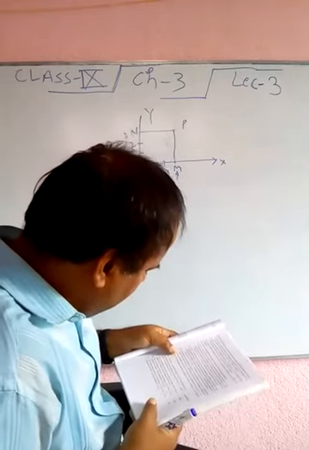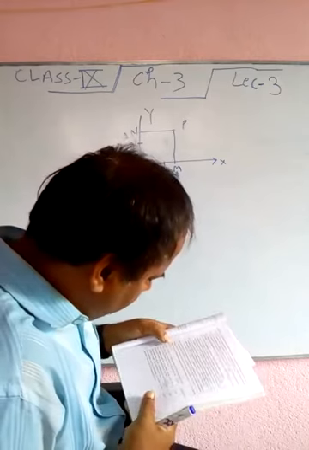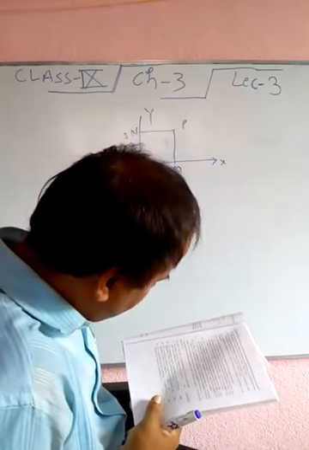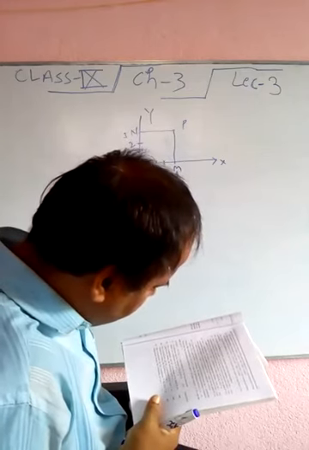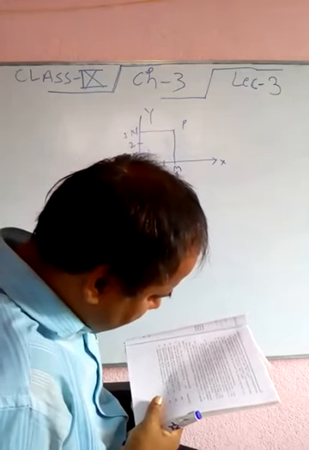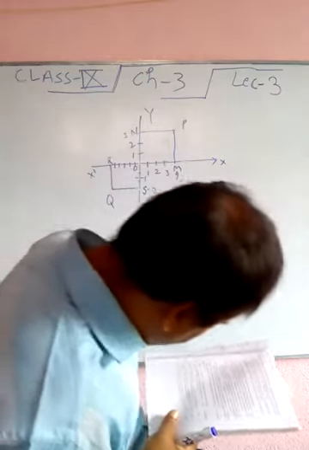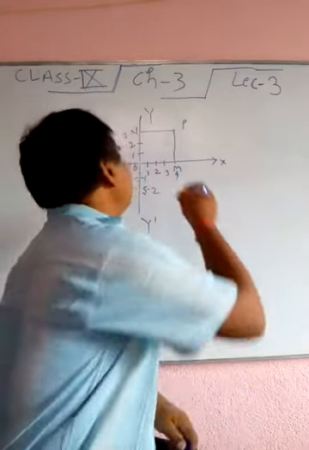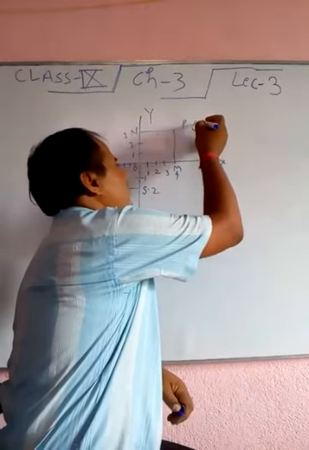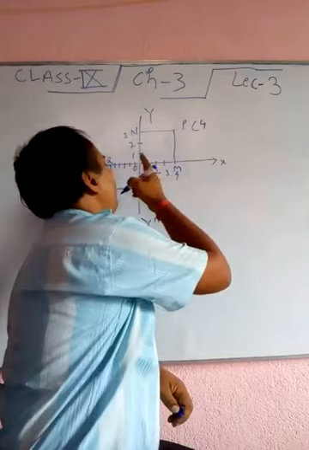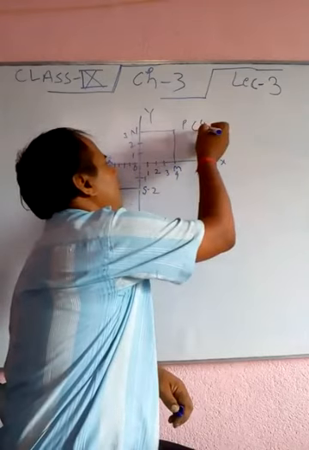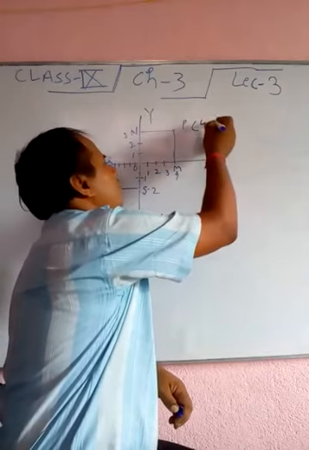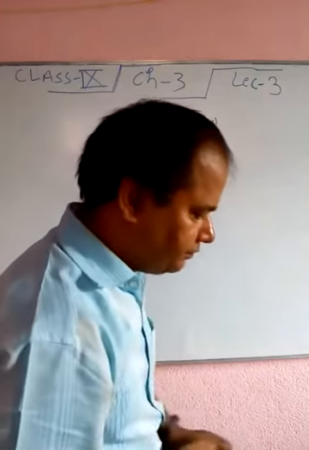Number 3. In stating the coordinates of a point in the coordinate plane, the x coordinate comes first and then the y coordinate. We place the coordinates in brackets, hence the coordinates of P are (4, 3). So first we will write in brackets the x coordinate, that is 4, 1, 2, 3, 4, and then a comma, then the y coordinate 1, 2, 3. So 3 will be there, bracket close.